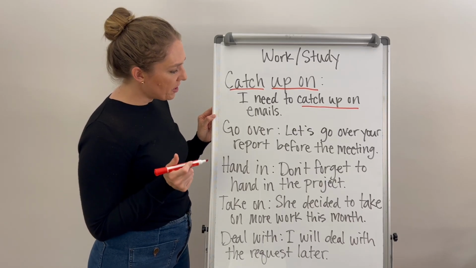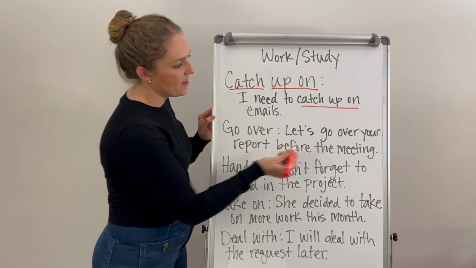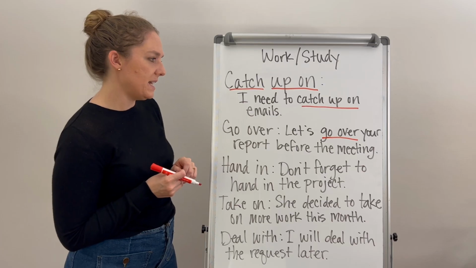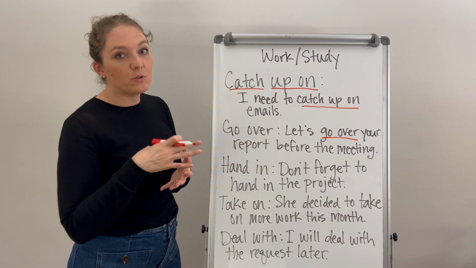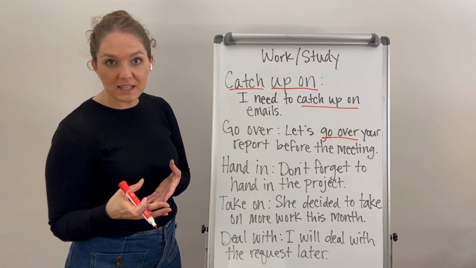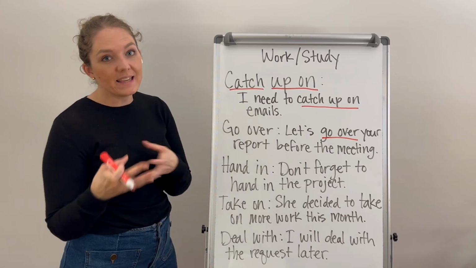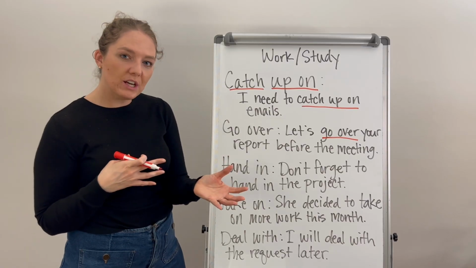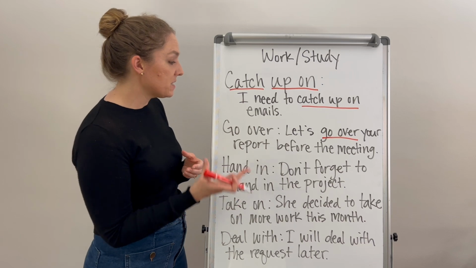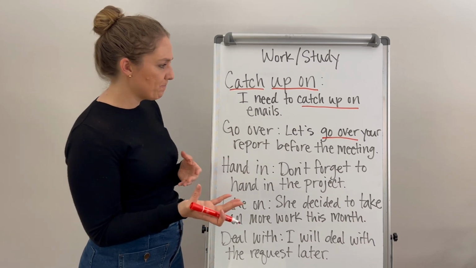The next is go over. Let's go over your report before the meeting. Go over means you look at something again. Maybe you look at it with another person and you talk about it together. You talk about what is good, what could maybe be corrected, but you go over something together.